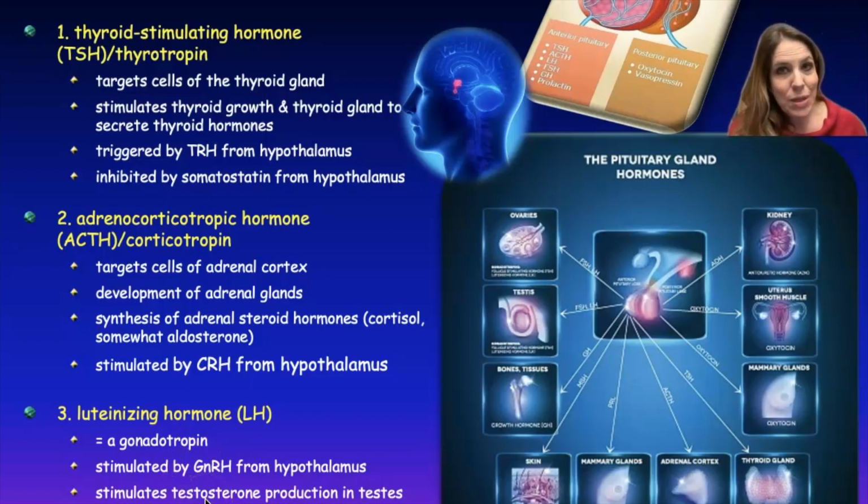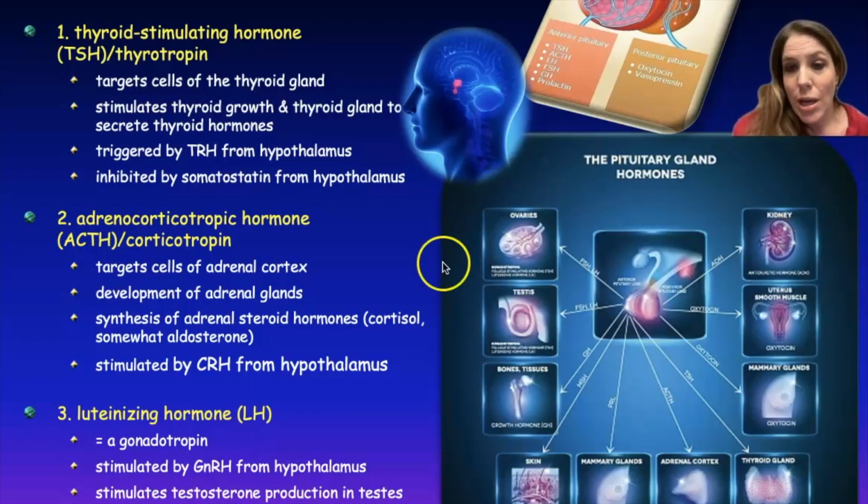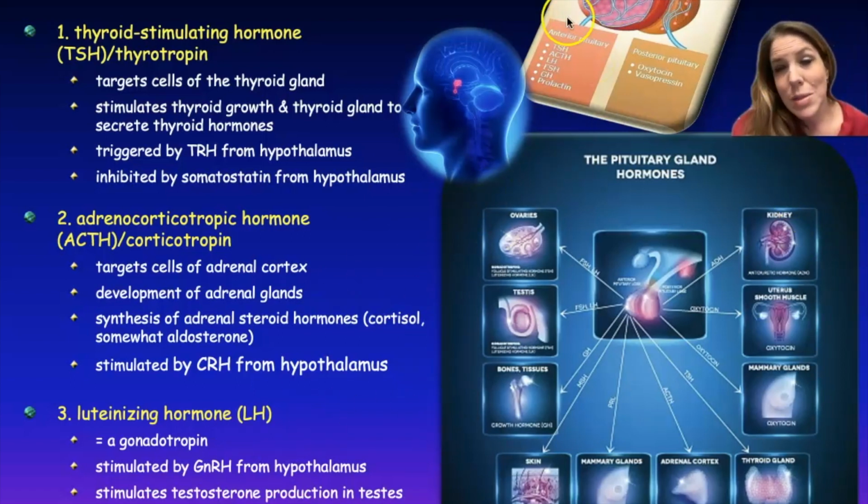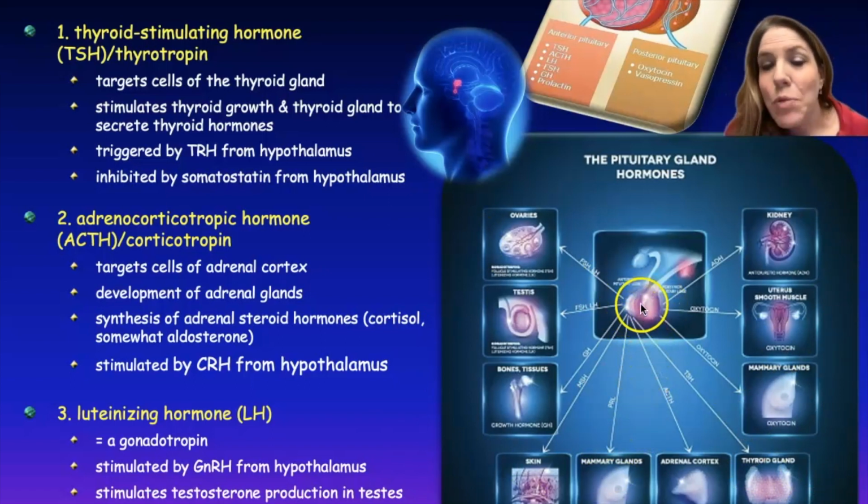So that's the first three of 6: TSH, ACTH, and LH. All are tropic hormones from the anterior pituitary gland. And be sure to check out this graphic right here, as well as this one, which will help you to learn which cells of which organs are being targeted, what the hormones are from the anterior pituitary, and reminding you that they were released because they got a signal from the hypothalamus.